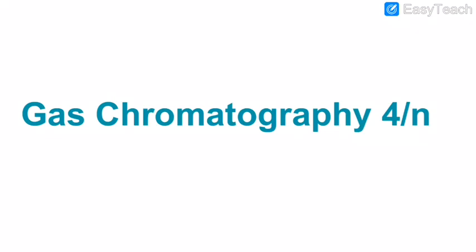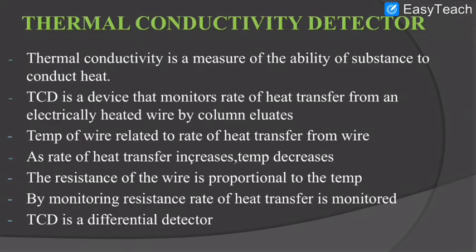We saw the various properties an ideal detector should have, and we saw one of the detectors, that is the flame ionization detector. Now let us see the remaining detectors which we have to study. Now the next detector after flame ionization detector is a thermal conductivity detector. As the name suggests, the detector is based on the thermal conductivity.